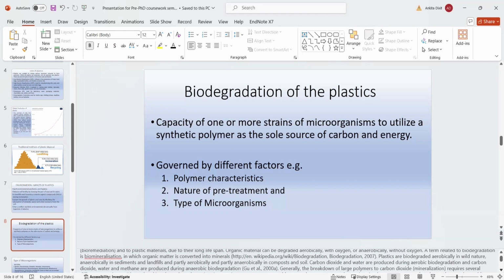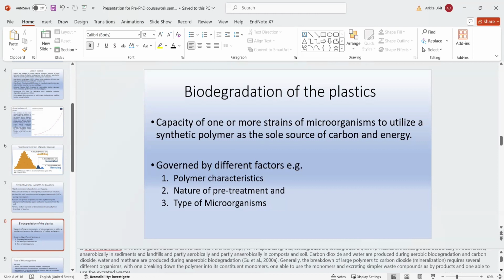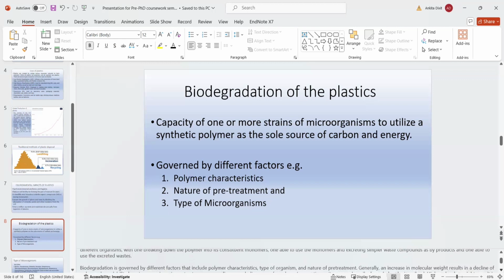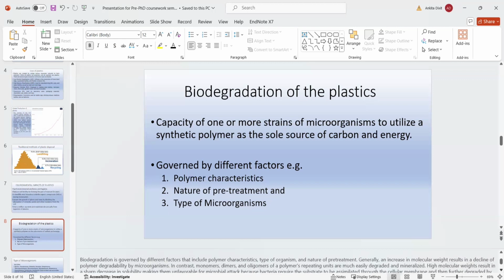Generally, the breakdown of long polymers to carbon dioxide requires several different organisms, with one breaking down the polymer into its constituent monomers, one able to use the monomer and excreting similar waste compounds as byproducts, and one able to use the extracted waste. Biodegradation is governed by three factors, which include polymer characterization, type of organism, and nature of the pre-treatment. Generally, an increase in molecular weight results in a decline of polymer degradability by microorganisms. In contrast, monomers, dimers, and oligomers of the polymer's repeating unit are much more easily degraded and mineralized.